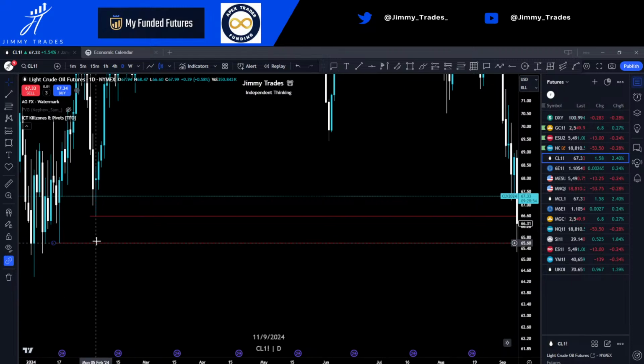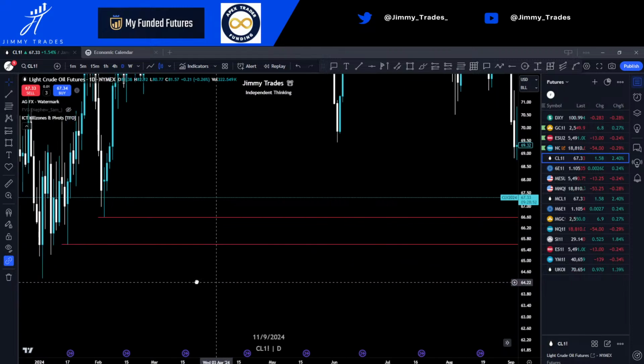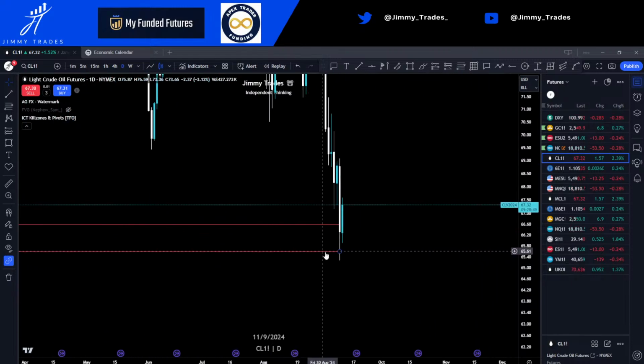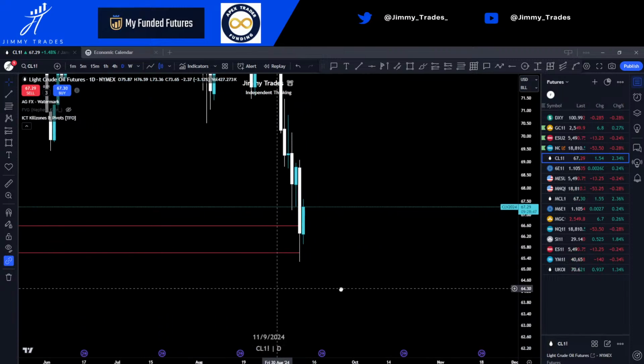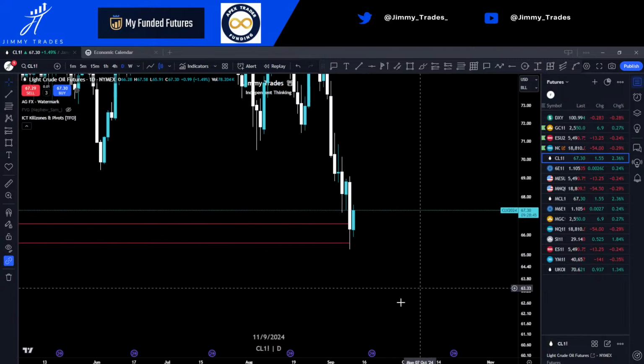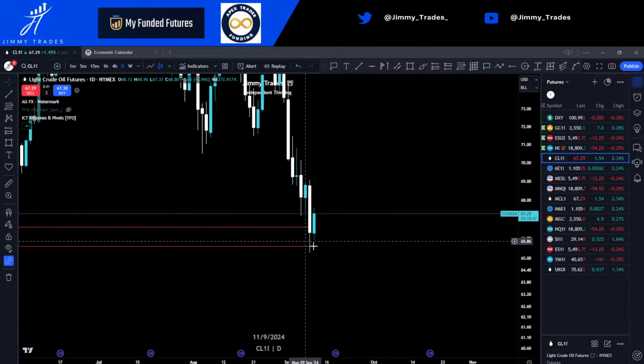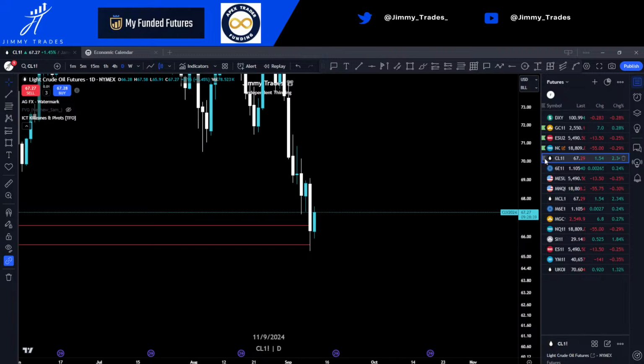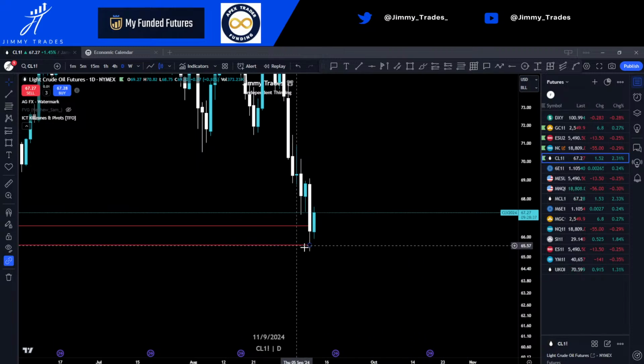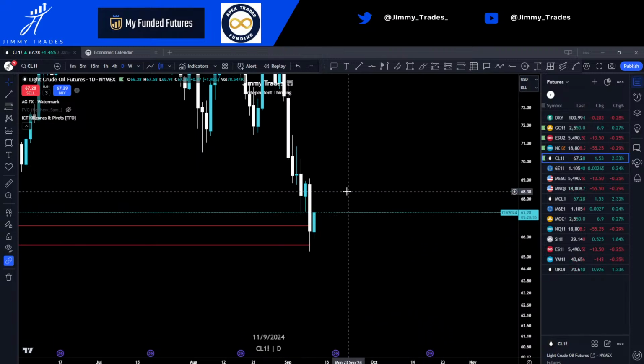So now we're at a swing low, which is this level here. We are having a reaction to that level. So for me, I would be having a bullish bias. When we're at a swing low, that gives us a bullish bias.